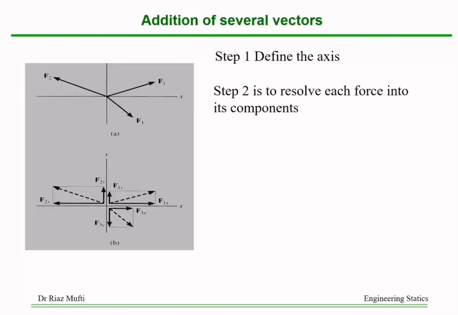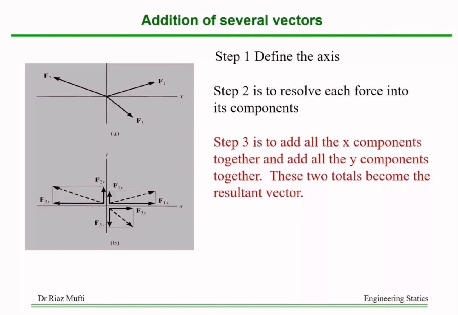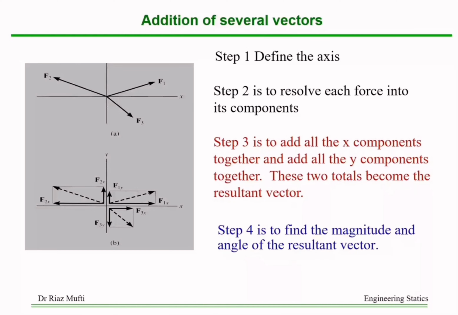Step 2 is to resolve each force into its axis components, each vector along x and y. Step 3 is to add all the x components together and all the y components together. These two totals become the resultant vector. Simple as that. And then find the magnitude and angle of the resultant. For magnitude, you know what to do, you go to Pythagoras theorem. And for the angle, you use mostly tangent, and you can get your angle out.